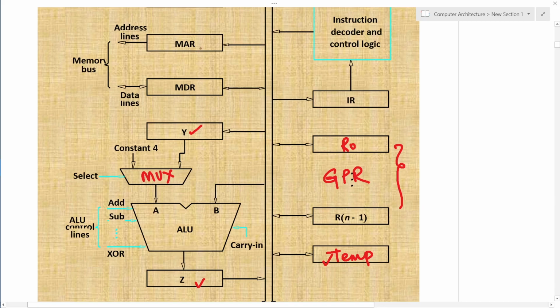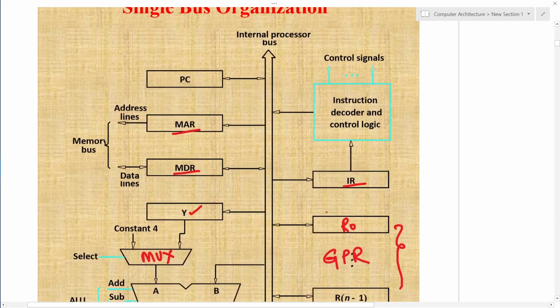And the instruction register, memory data register, MAR, as well as program counter are called special purpose registers. They perform a specific task and they exclusively execute that task only. So they come under the category of SPR, or special purpose registers. PC, MAR, MDR, IR fall under the category of special purpose registers.